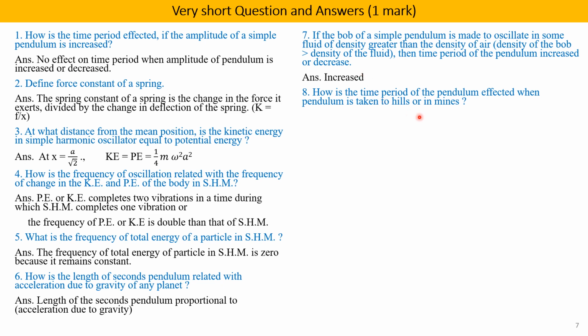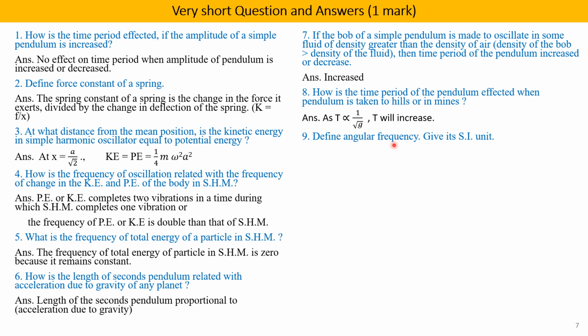Question 8. How is the time period of pendulum affected when the pendulum is taken to hills or in mines? Answer. We know that T is proportional to 1 over square root of g. Therefore, the period will increase.